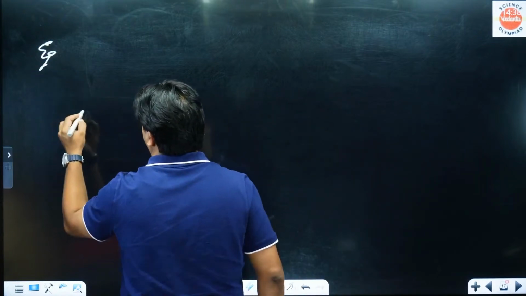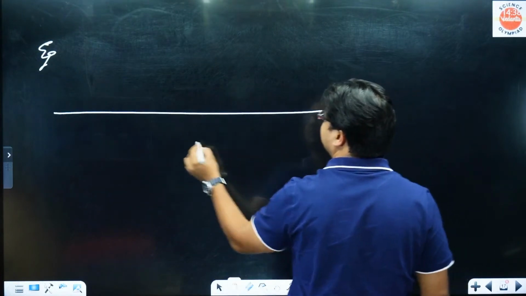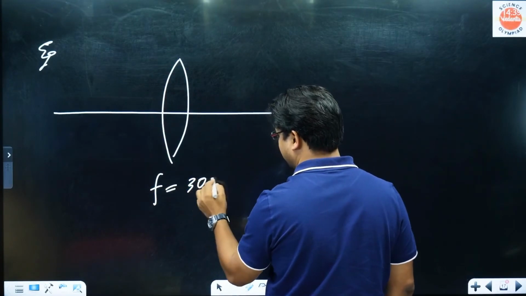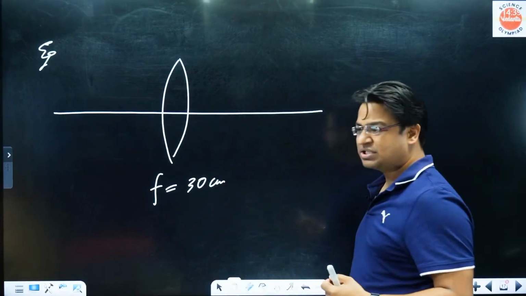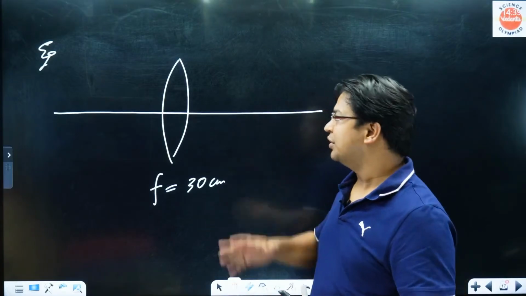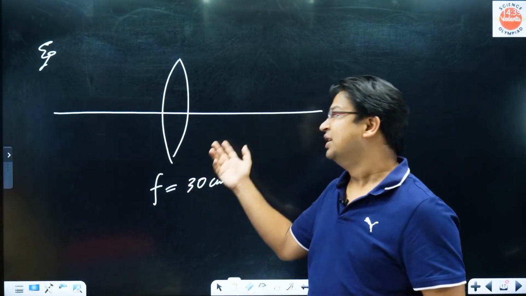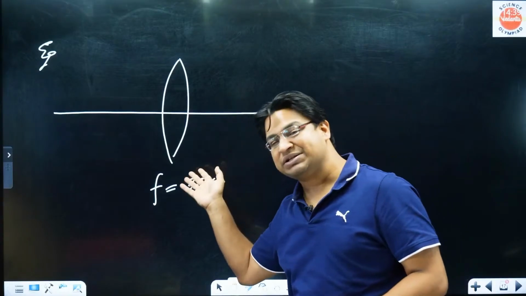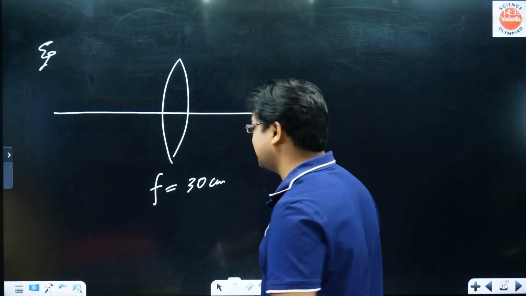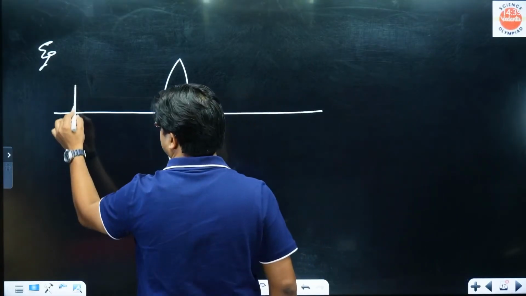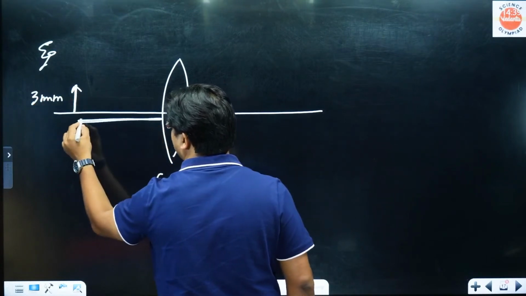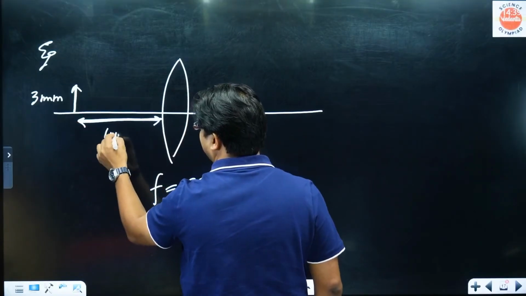Let me draw the situation. Suppose we are dealing with a convex lens, the focal length of which is, let's say, 30 centimeter. Now remember, if the question says that we have a convex lens with focal length of 30, it is up to you whether you want to draw a biconvex lens. You can also draw a plano-convex lens and declare that its focal length is 30. It is up to us what we want to represent. Now there is an object here. The object height is 3 millimeter, and it is at a distance of, let's say, 40 centimeter from the lens.